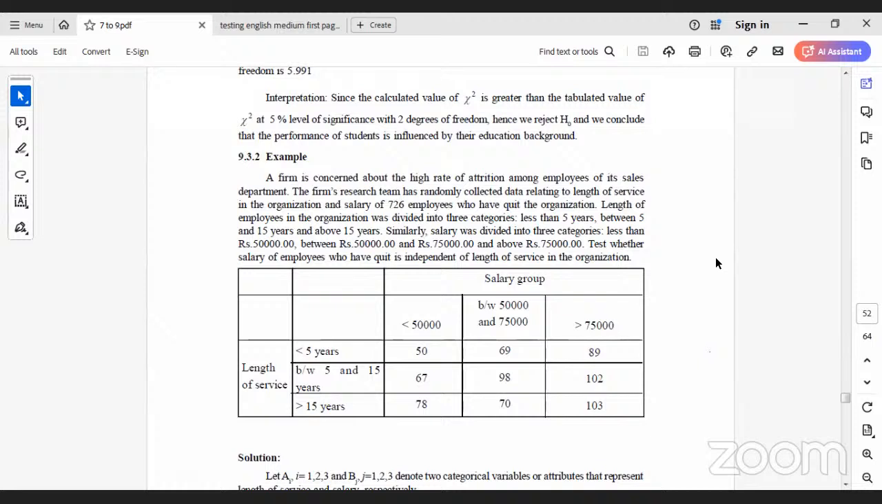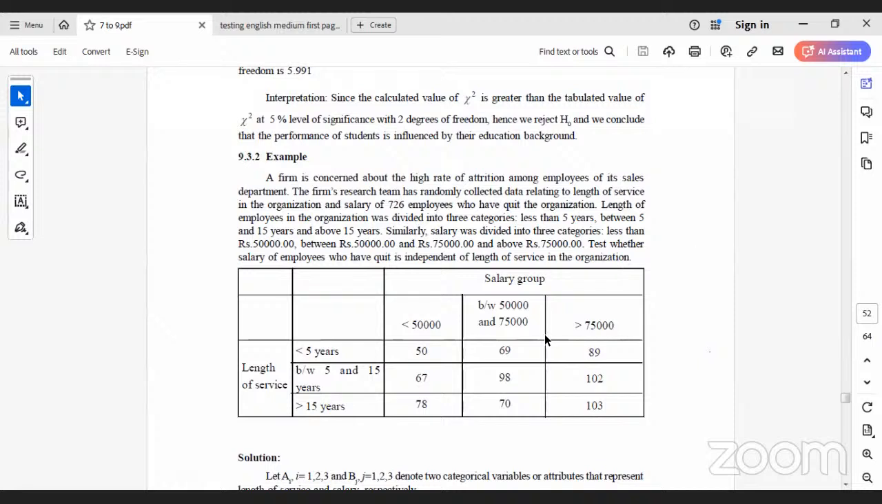A firm is concerned about the high rate of attrition among employees of its sales department. The firm's team randomly collected data on length of service in the organization and salary of 726 employees who have quit the organization. Length of service was divided into 3 categories: less than 5 years, between 5 and 15 years, above 15 years. Similarly, salary was divided into 3 categories: less than 50,000, between 50,000 and 75,000, and above 75,000. Test whether the salary of employees who have quit is independent of length of service in the organization.